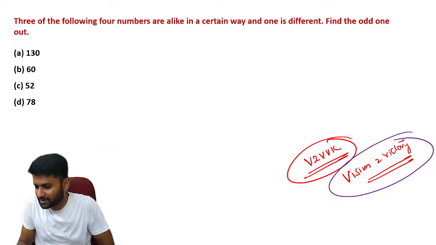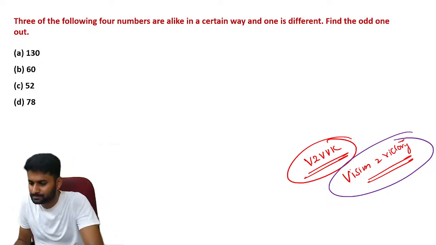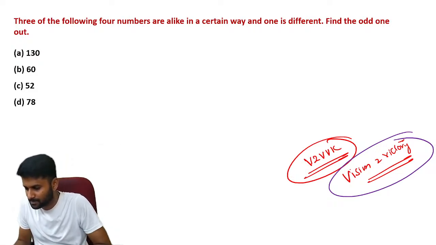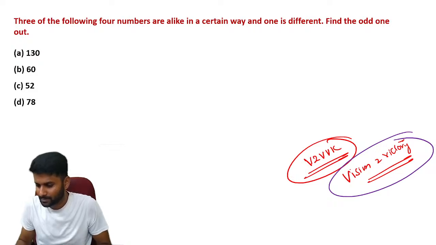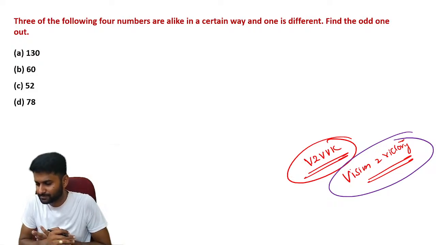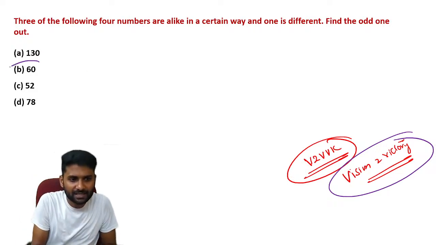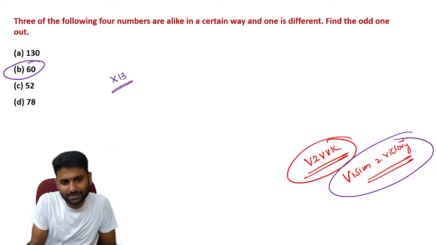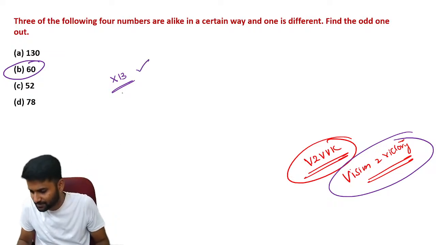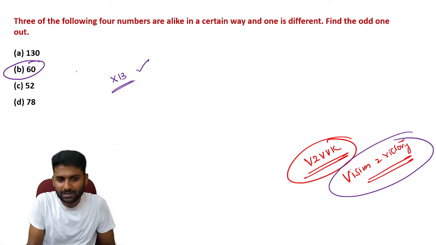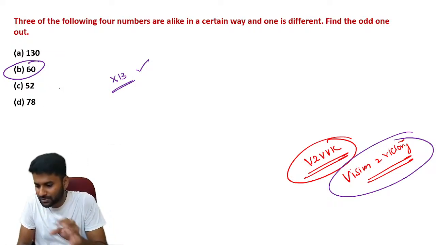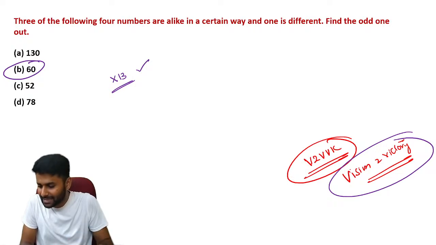So which one is completely different? Odd one out. Why is it 60? Look at the reason why 60 is the odd one out. Raji also said 60. Reason? Except 60, the remaining three numbers are multiples of 13. Except 16, 130, 52, 78, all those numbers you will get in the 13 table. That's why, except 60, all the remaining numbers you can see in the 13 multiples.